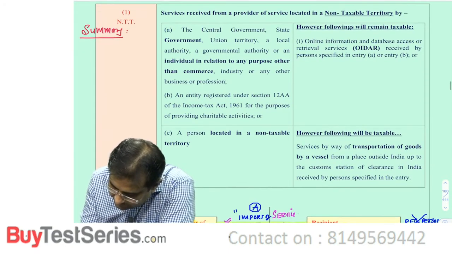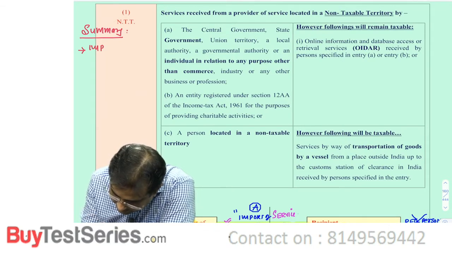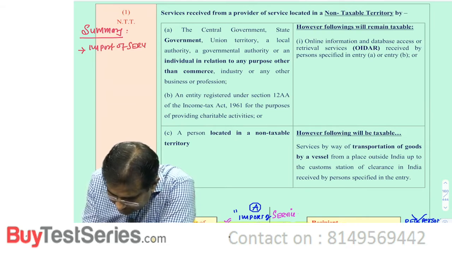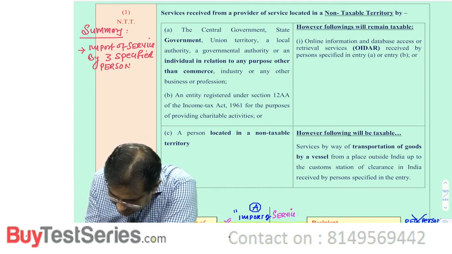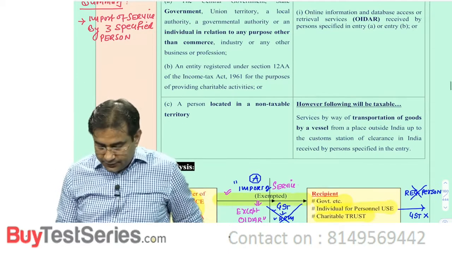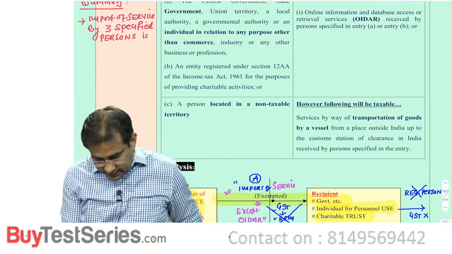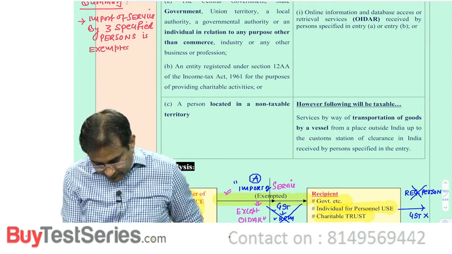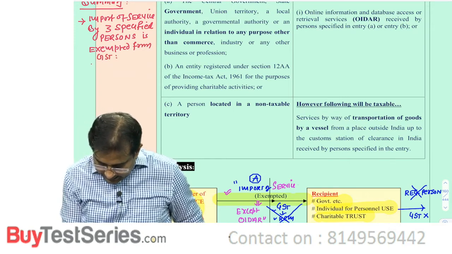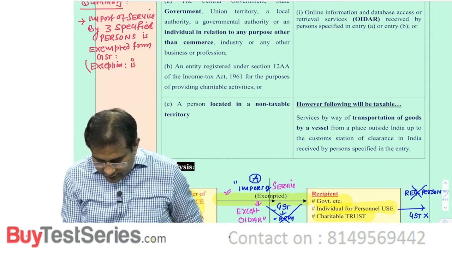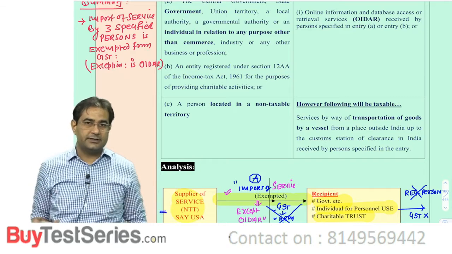Summary. The first point is: import of services by 3 specified persons, government, trust and individual for personal use, is exempted from GST, and the exception thereof is OIDAR. This is the first point that we have discussed here.